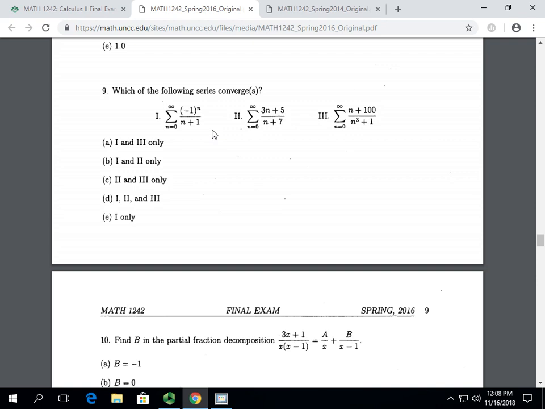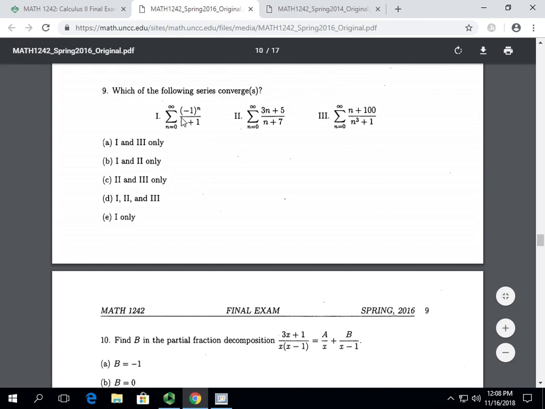Here's a great one. Here are three series. And remember I told you about the mental comparison test. I can look at these things and tell, and you should too. Which of the following converges? Is it 1, 2, 3, all of them, the first two, the last one, whatever? Is this guy going to converge? What test would you do on this one if you actually wrote it out?